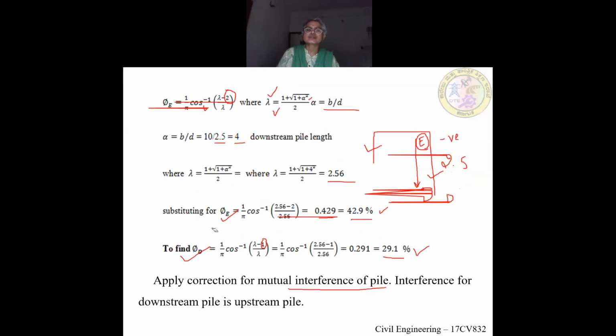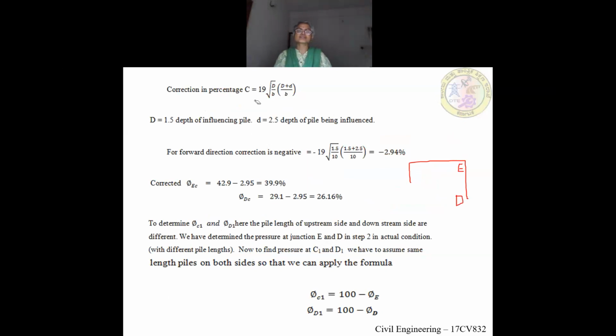So from the values you have calculated here, phi E and phi D, what you got, 42.9% and 29.1%, are the values that you have corrected for simple profiles. When it has to be applied for a complex profile, the correction has to be done. So that correction factor, the answer you get, is in terms of percentage directly. This you have to note. So 2.94 is the answer you get, that is in terms of percentage. So you can directly deduct it.